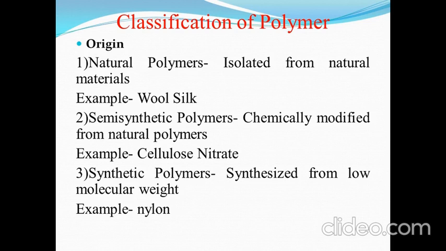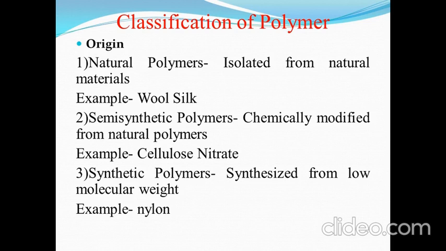In natural polymers, the polymer is isolated from natural materials. Natural materials mean plants and animals. So this polymer is obtained from plants and animals. Examples of natural polymers are natural rubber, wool, silk, cellulose, proteins, gum, etc.